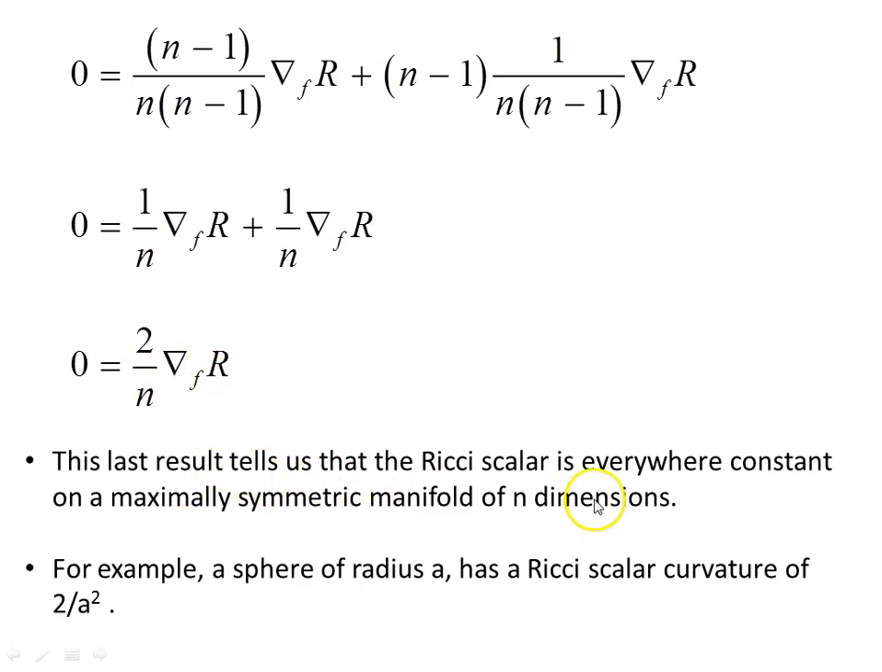This last result tells us that the Ricci scalar is everywhere constant on a maximally symmetric manifold of n dimensions. So if the Ricci or curvature scalar is everywhere constant, we have constant curvature, so maximally symmetric manifolds have constant curvature. So for example, a sphere of fixed radius a has a Ricci scalar curvature of 2 on a squared. Well, the derivative of 2 on a constant squared is going to be 0, and so that satisfies this condition here. So a sphere is a manifold of constant curvature.